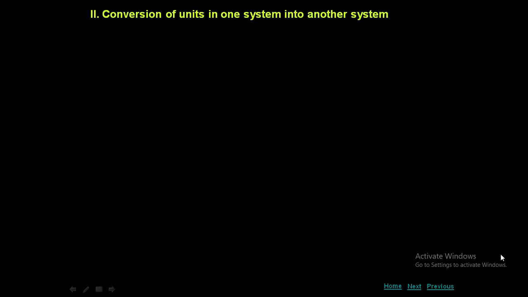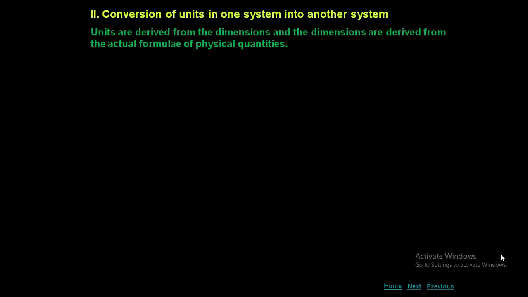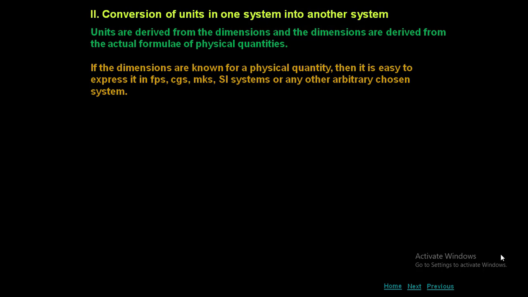Second application, conversion of units in one system into another system. So how to convert one system of units into another? Units are derived from the dimensions, and the dimensions are derived from the actual formulae of physical quantities. If the dimensions are known for a physical quantity, then it is easy to express it in either FPS, CGS, MKS, and SI systems, or any other arbitrarily chosen system also.